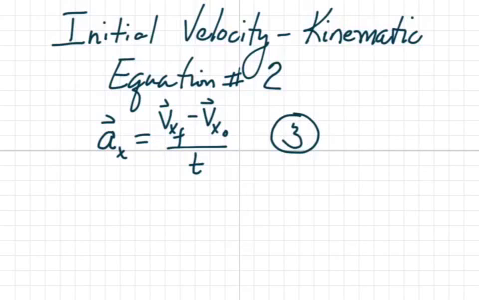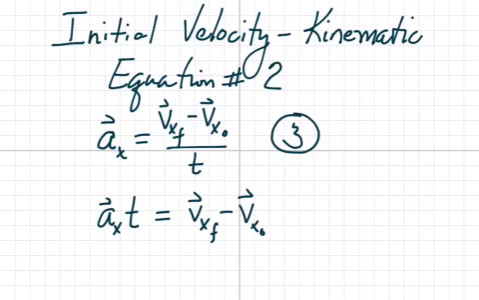We're going to first apply the multiplication principle of equality, and we're going to multiply t by both sides. So we'll end up with the constant acceleration times t equals the difference between the final velocity and the initial velocity. Okay, and we're going to have t on the bottom here times t.